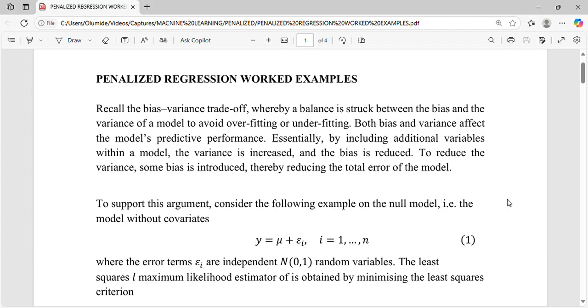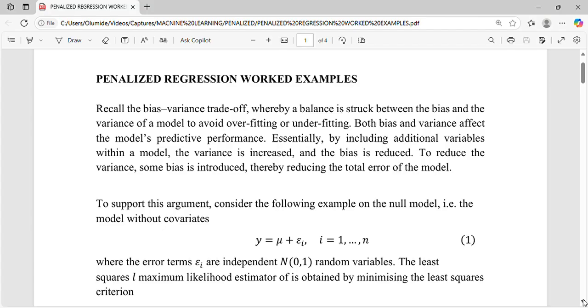Today we'll be talking about penalized regression worked examples, and looking at how you can use pen and paper to solve some problems relating to penalized regression. Here I present you some procedure.